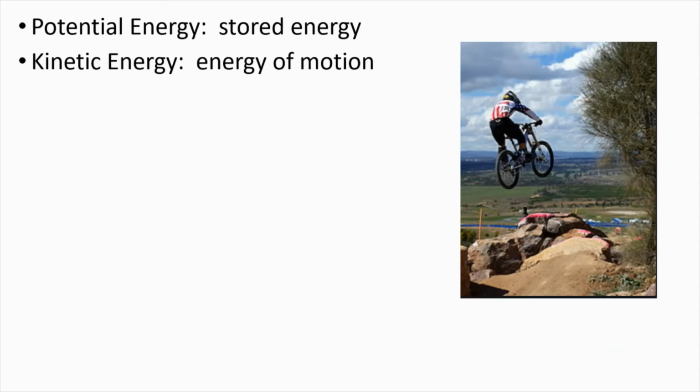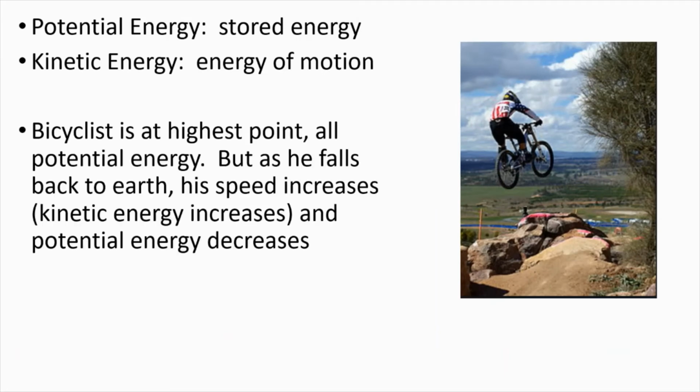So potential energy is stored energy, whereas kinetic energy is the energy of motion. So when we have our bicyclist here, our bicyclist is at the highest point. All right, so potential energy is mgh, the mass of the object times gravity, 9.8 meters per second squared, times the height. So height in this case is how far the bicyclist is from the ground.